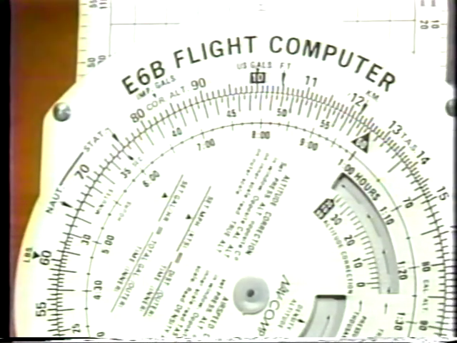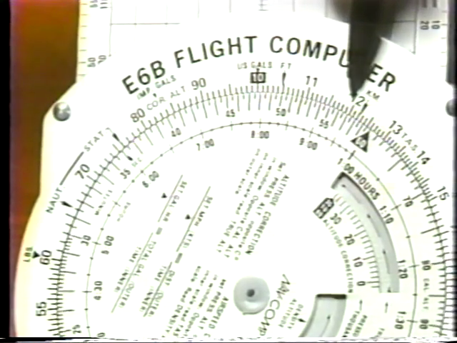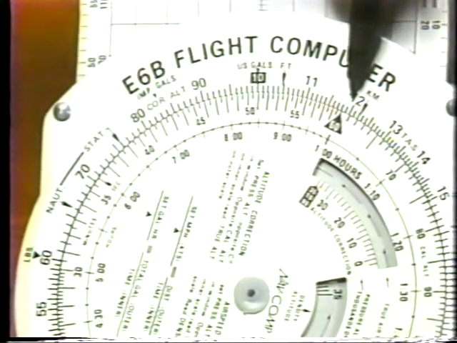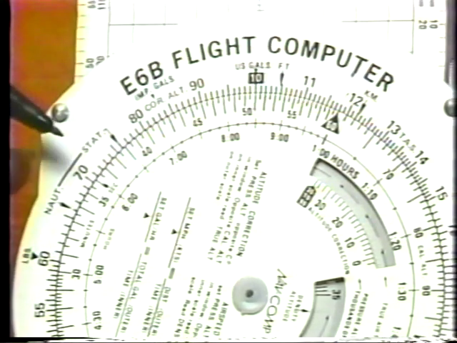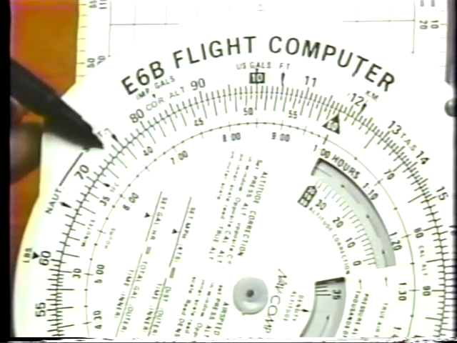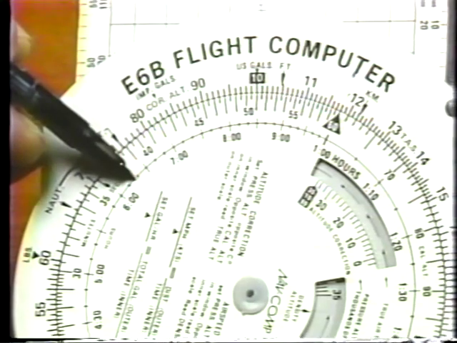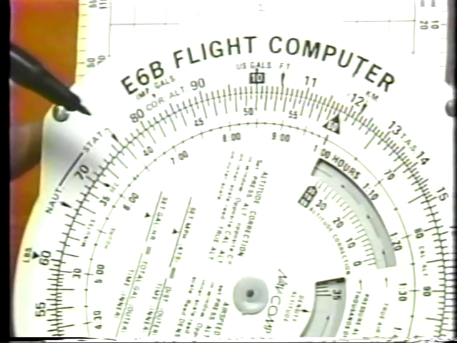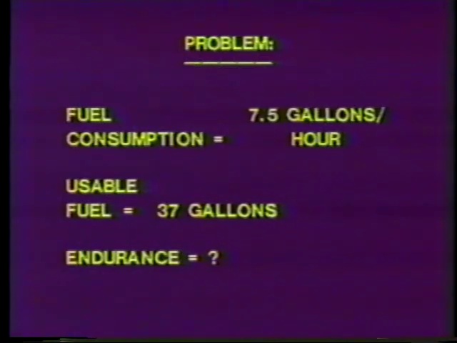When a per hour value is known, as 11.8 gallons per hour is known in this problem, the rate arrow is always set first. Then we locate 74 gallons, the usable fuel available, on the A scale. Read on the C scale the time of 6 hours and slightly less than 20 minutes, or measuring carefully, 6 hours, 18 minutes. Let's work another endurance problem.